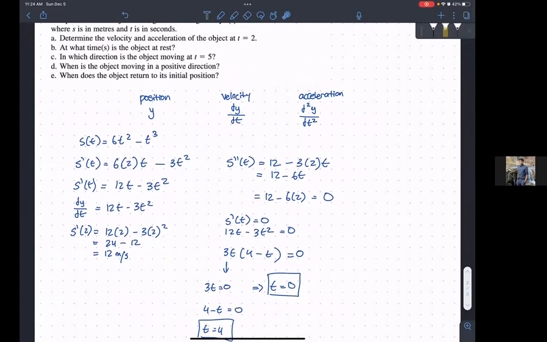They have a sign, right? And they have direction associated with it. So right now, all the values are positive. But who knows, maybe the object can turn negative at a point, right? So it's asking, when t equals 5, what direction is the object moving?